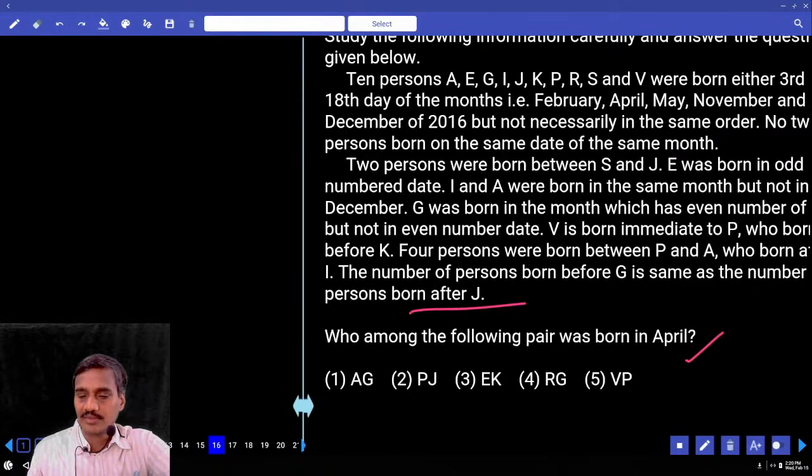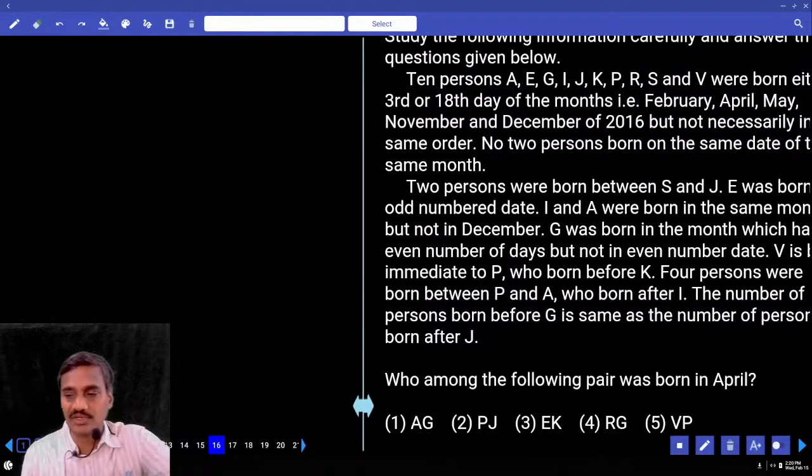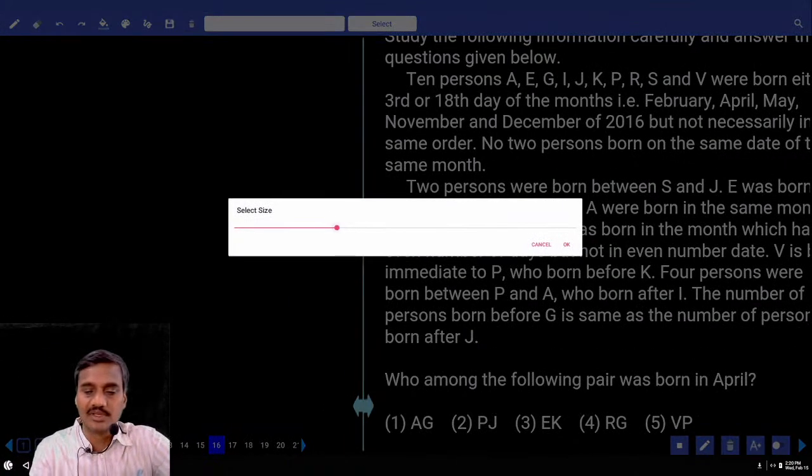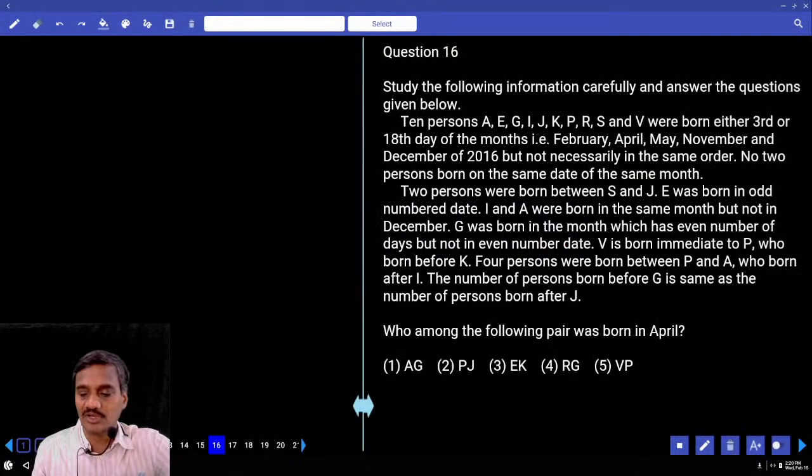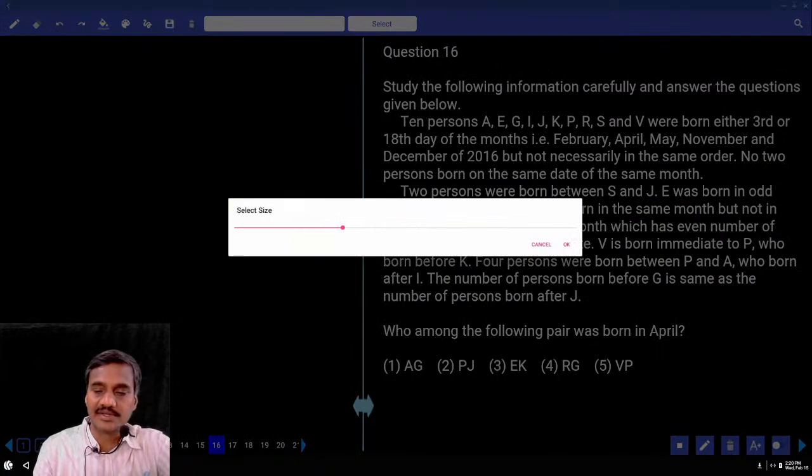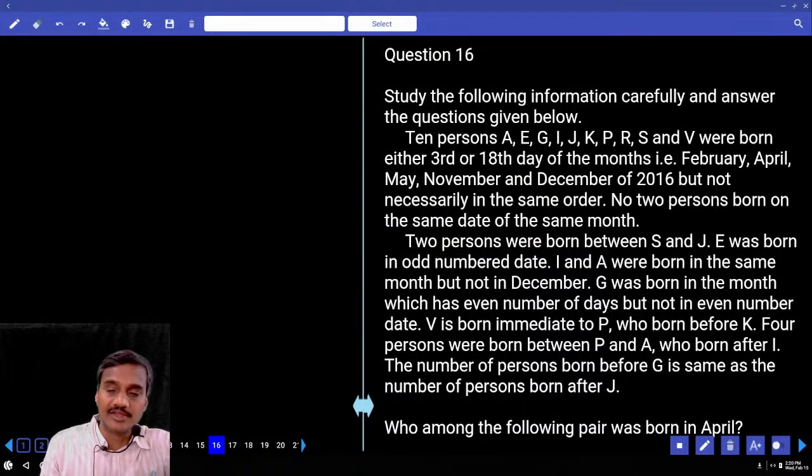And how many months were given? 5 months were given. And in each month, how many dates were given? Only 2 dates. And 10 persons on these 10 different dates.